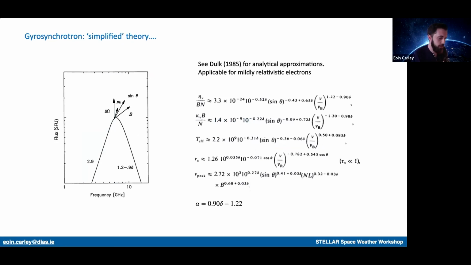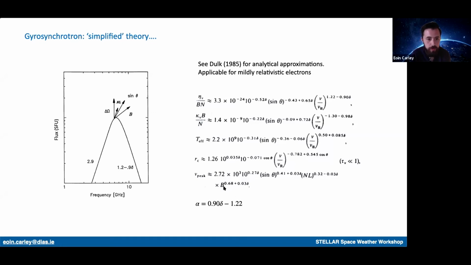Okay, so the point is gyrosynchrotron theory is pretty complicated. We need numerical models to actually interpret the spectrum and fit the spectrum, as I'll show. There are simplified versions of the theory that are just analytical expressions. For example, Dulk 1985 says if you have mildly relativistic electrons, there actually are simple relationships between that peak frequency there and the magnetic field. You can use that as a diagnostic of the magnetic field, and people do.